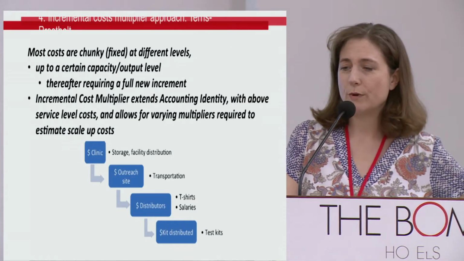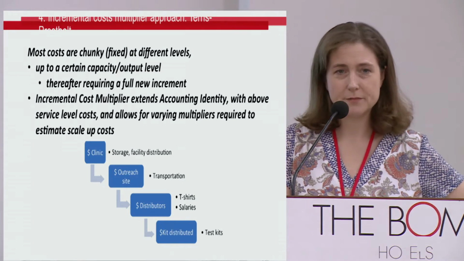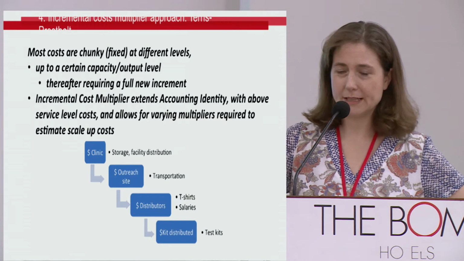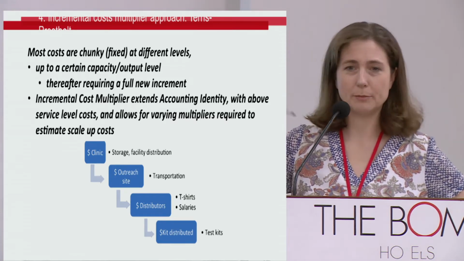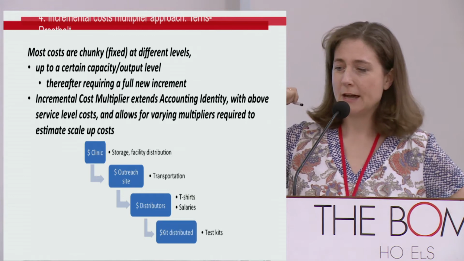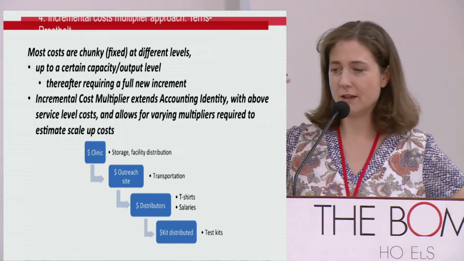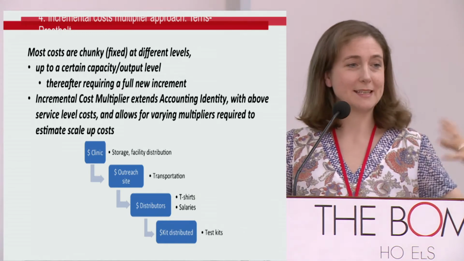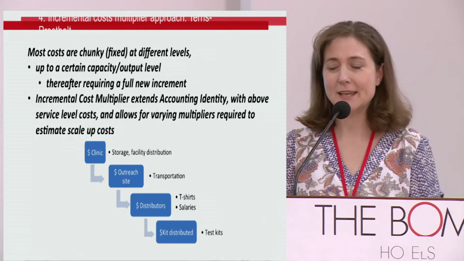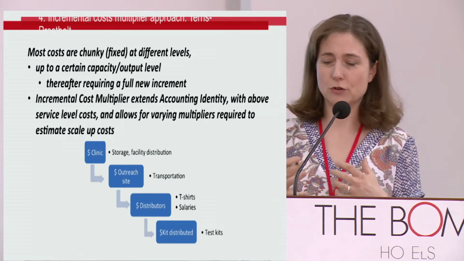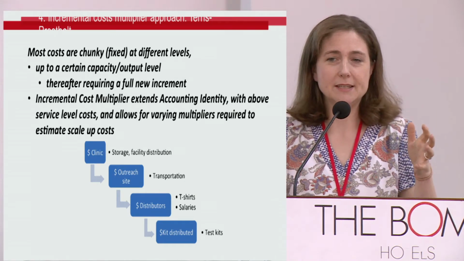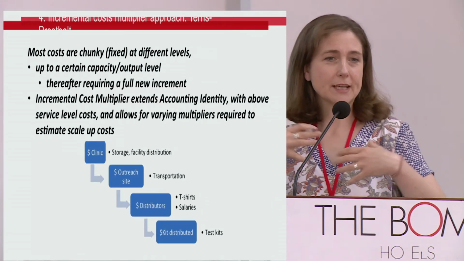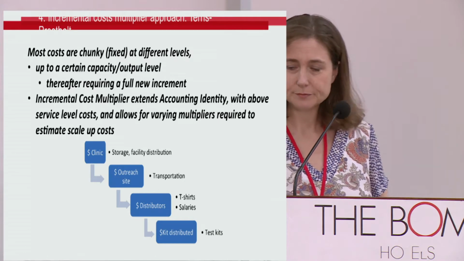So we recognize that most costs are chunky, so they're fixed at different levels. At an individual kit level, costs need to be multiplied by the number of kits distributed, but each distributor will need another t-shirt, so that's a fixed cost by level of distributor. Each outreach site, you need to get there, so it's fixed by outreach site. And at a clinic level, you have your storage facilities. So already that accounting identity has a number of layers of fixed costs. So that's what we want to expand in a little more detail.